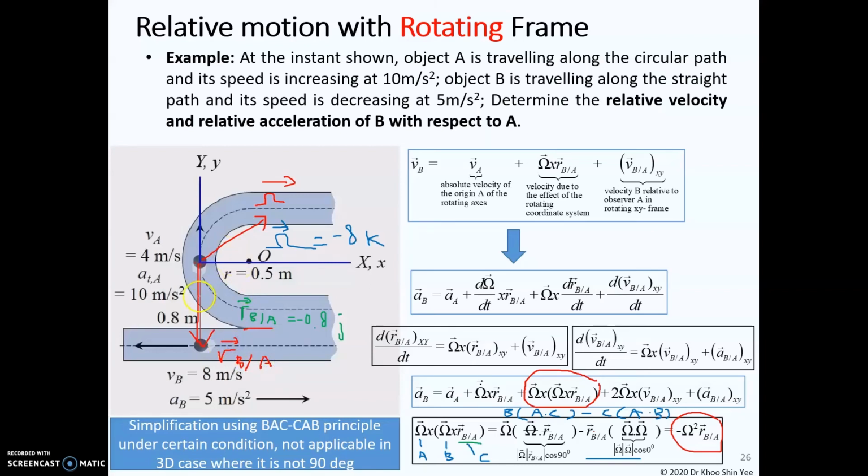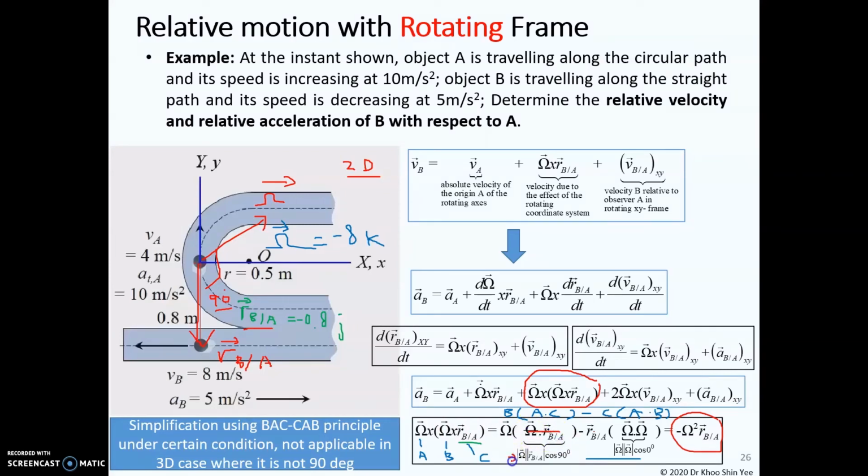When you check the angle between these two vectors, you find that they are 90 degrees apart. For the 2D motion case, the angular velocity of the rotating frame will always be 90 degrees to the motion, such as the velocity, acceleration, and displacement. Since we know the angle between Ω and r_B/A is 90 degrees, Ω dot r_B/A will be 0.